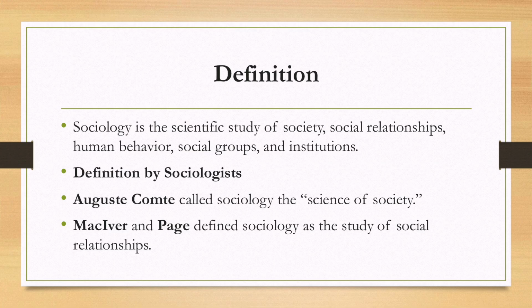According to MacIver and Page, what does sociology mean? It is the study of social relationships. That means social relationships are the connections and interactions between individuals and also between the groups in society. So sociology studies how people behave with one another and how these relationships influence society.